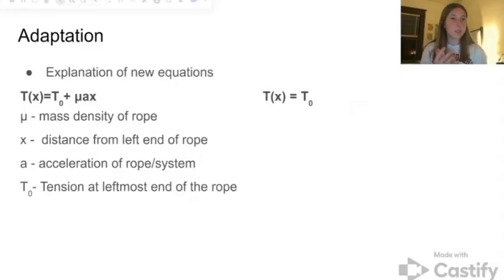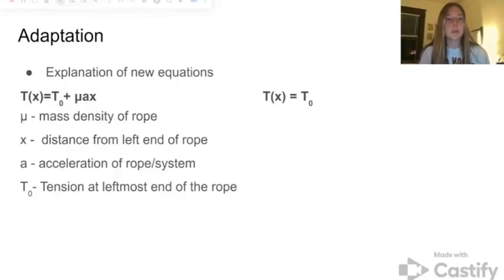Now, a further explanation of this equation and a look at the variables. We're looking at the mass density of the rope, mu. This is important. We know that it's constant. So when you use this, it's going to be a constant, which is why when we took that integral, it doesn't have an x added to itself. So it's not like mu x plus a x or anything like that.